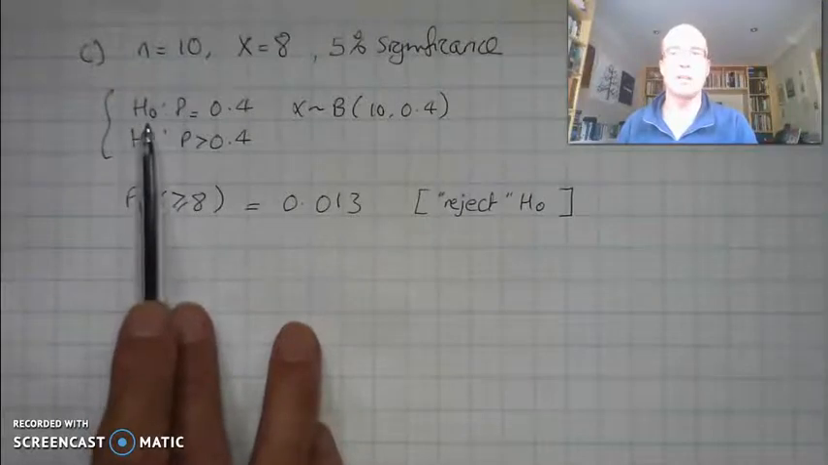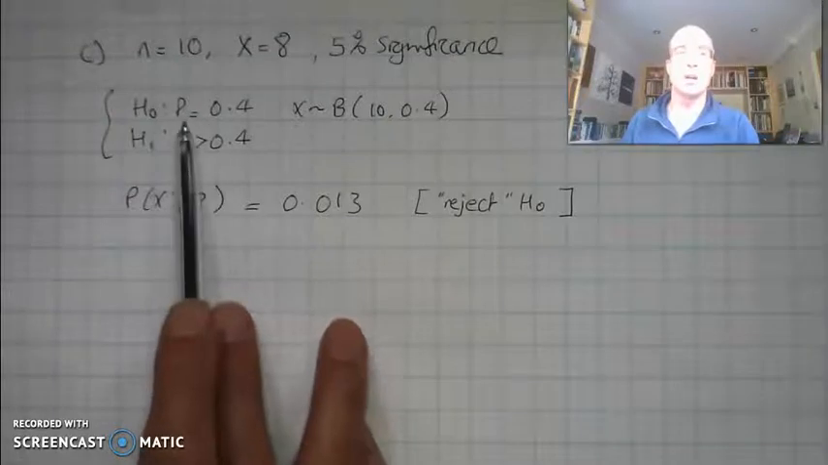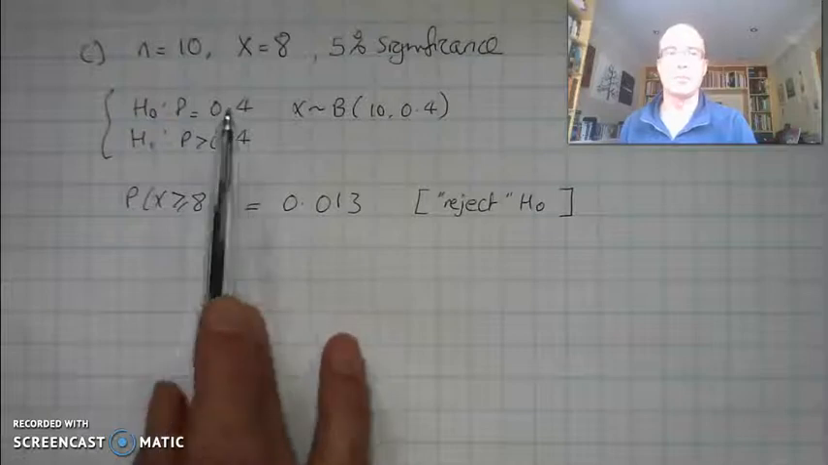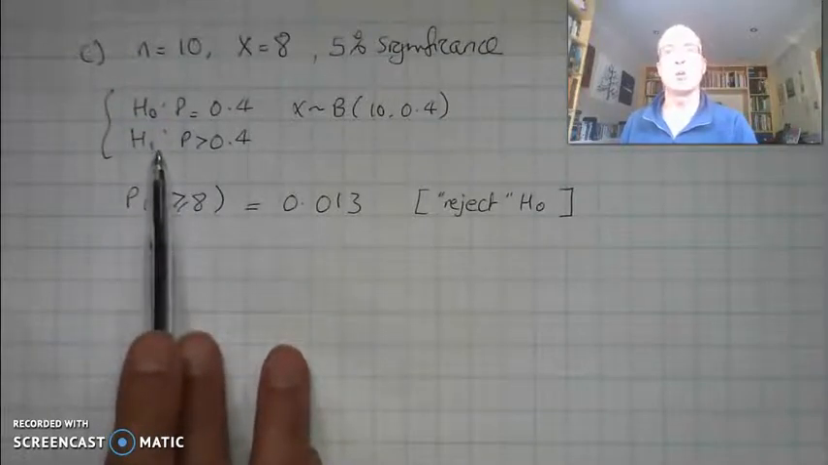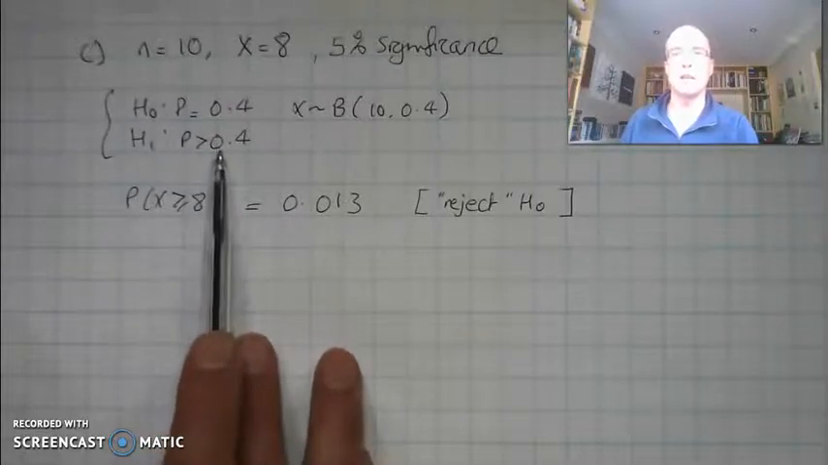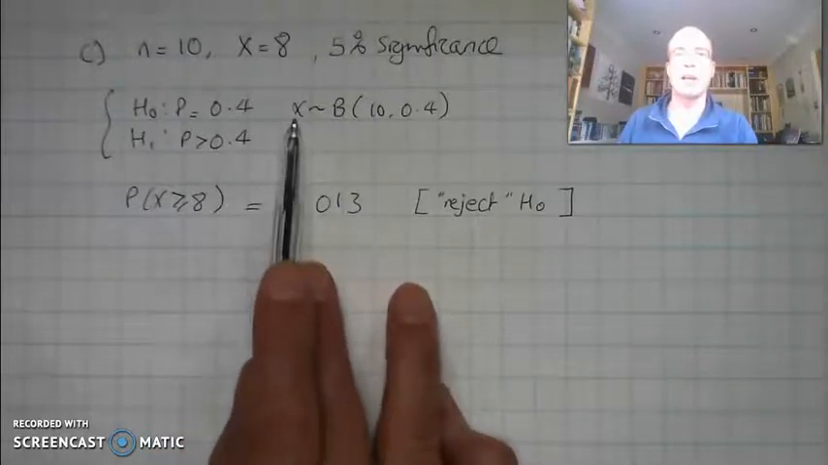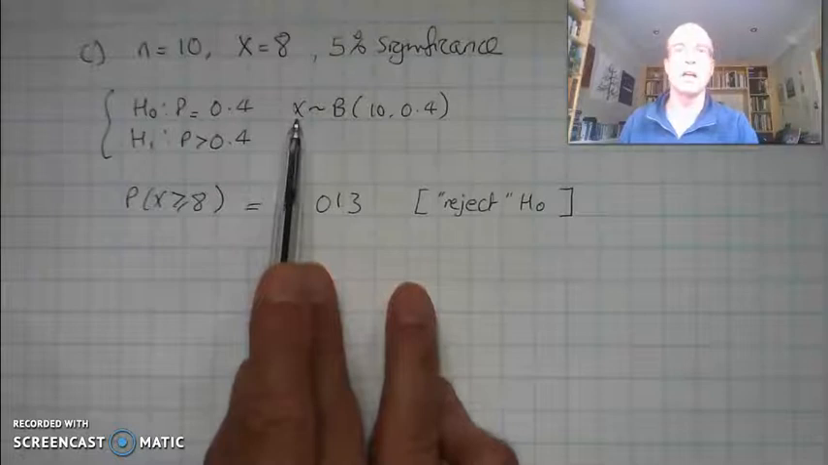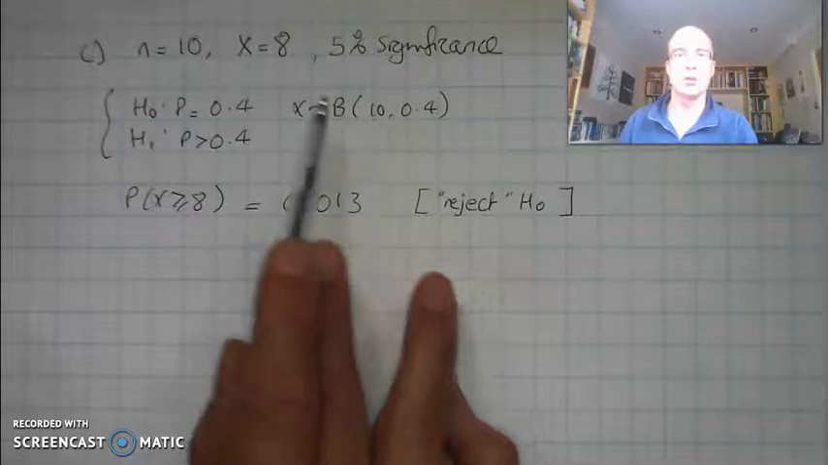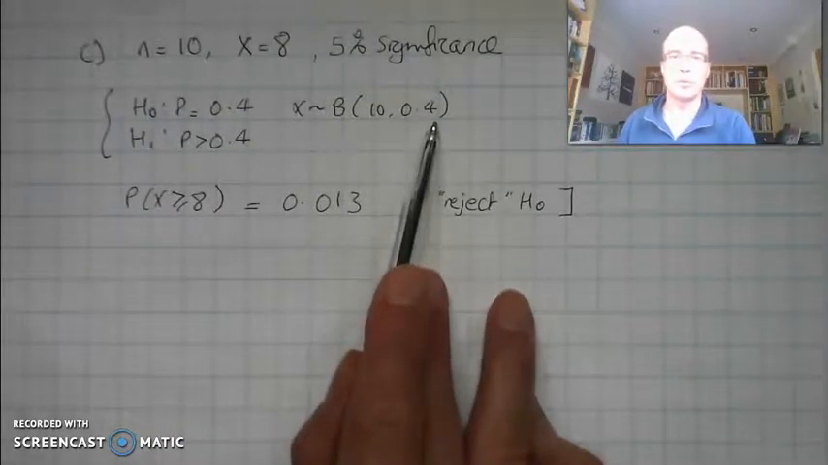We had our null hypothesis, H0, which was from a trade magazine and stated that 40%, so p equals 0.4, 40% of people had a preference for organic food. We were testing that against our alternative hypothesis, H1, that p was greater than 0.4. Under the null hypothesis, my value of x, the number of diners preferring organic food, followed a binomial distribution with 10 trials, our 10 diners, with probability of success 0.4.